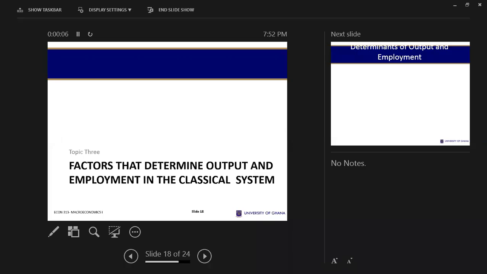Okay, so we are to look at the factors that determine output in this model or system, okay?